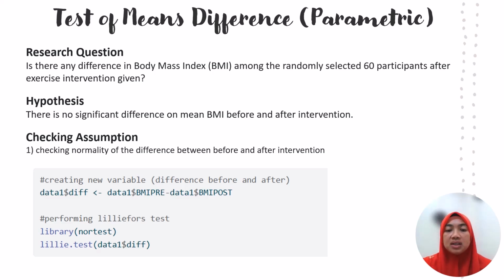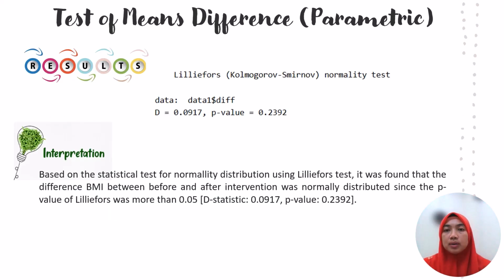The first assumption that we need to check is checking normality of the difference between before and after intervention. So this is the syntax. The first one is creating the new variable, the difference before and after, and next, we need to perform the Lilliefors test. This is the first result in the group of the assumptions of normality, the Lilliefors or Kolmogorov normality test. So this is the output here, and then we need to interpret your result.